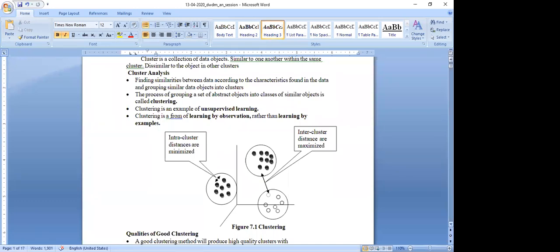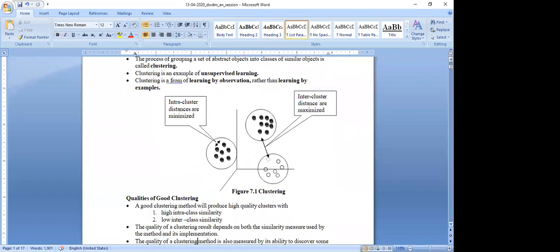Next, the qualities of good clustering. We can say that good clustering mainly depends upon high intra-class similarity and low inter-class similarity. In the same cluster, the distance will always be minimized, and for different clusters, the distance will be more. So it depends upon the similarity measure.